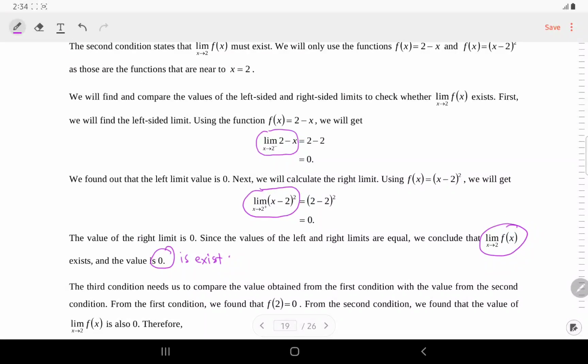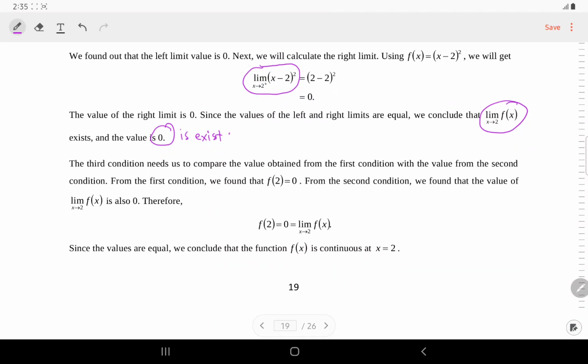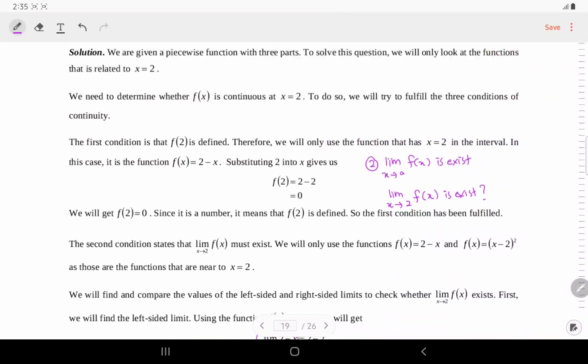Okay, if your second condition is not satisfied, you don't need to proceed with the third condition. Just write the conclusion as the function is not continuous at x equal to 2. But in this case, our second condition is fulfilled, so we need to proceed with the third condition. What is the third condition?